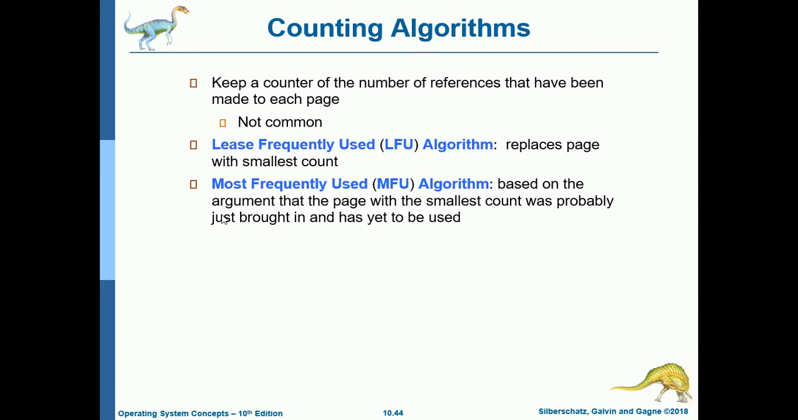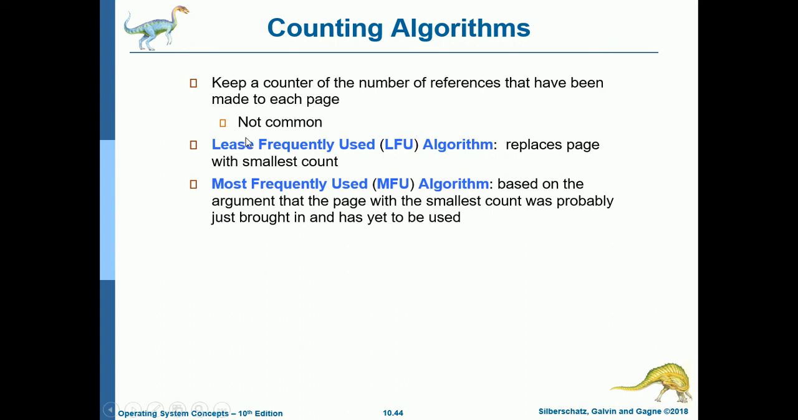So, aside from that, the most common page replacement algorithms are FIFO, optimal, and LRU. But there are also counting algorithms. So, keep a counter of the number of references that have been made to each page, but this is not common. These two counting algorithms are the least frequently used, or LFU algorithm, which replaces the page with the smallest count, and we also have the most frequently used, MFU algorithm.